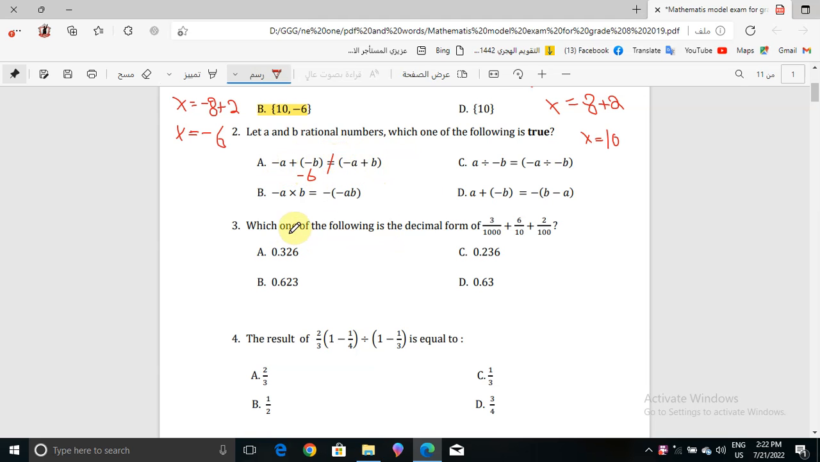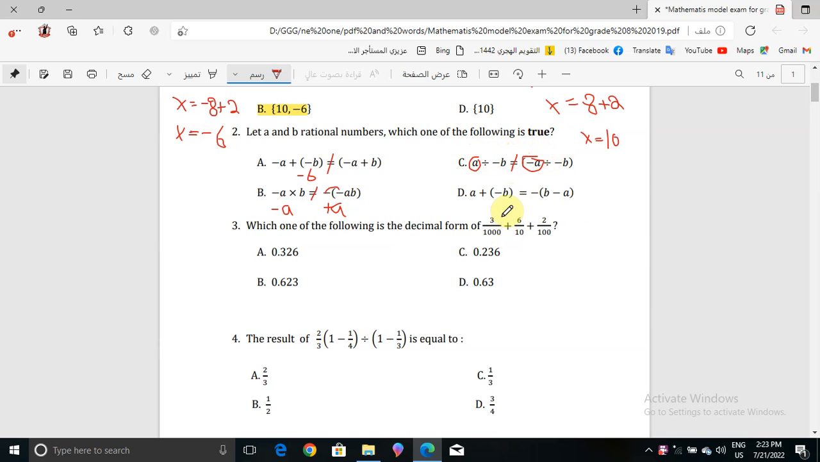Now in choice B, what we have here, negative A times B will give us negative, in bracket, negative AB. Now if we make negative times negative, it will be positive, right? So here it will be negative A and here it will be positive A. So also the same thing, it is not equal. In choice C, we have A divided by negative B is equal to negative A divided by negative B. Here we have negative A and here we have A only, positive A. So also they are not equal.